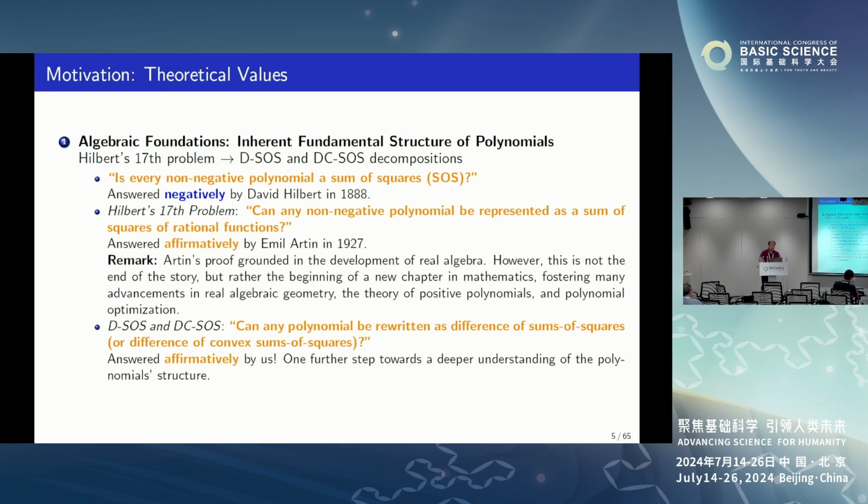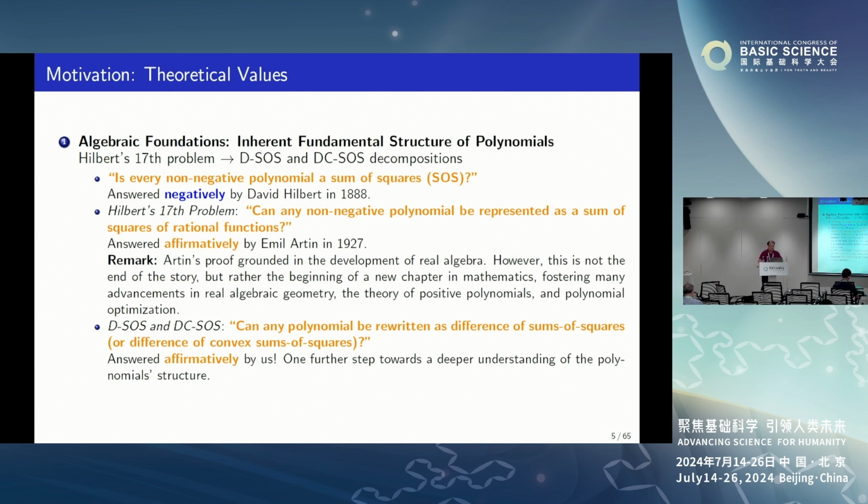But that does not mean the research is over. In fact, it was just the start of the story. Firstly, Artin's proof grounded the basis of real algebra, and these ideas opened new chapters in many branches of mathematics, such as real algebraic geometry and many theorems in positive polynomials, leading to the modern polynomial optimization field.